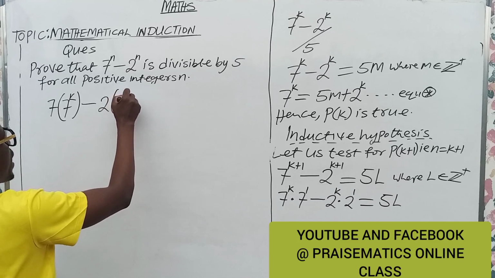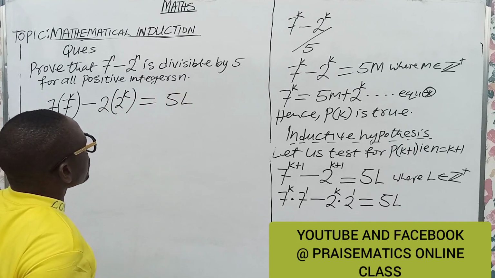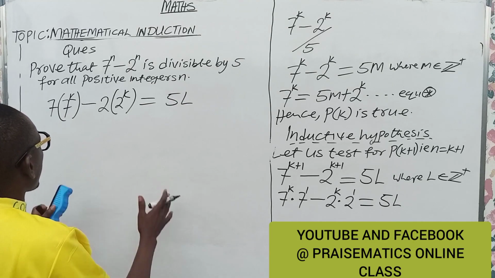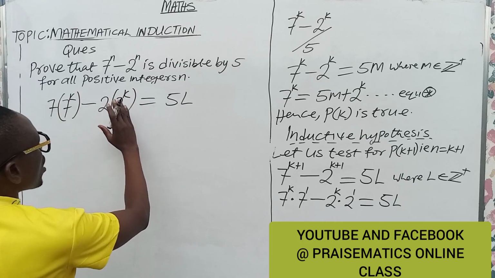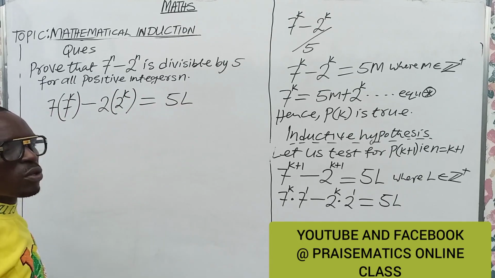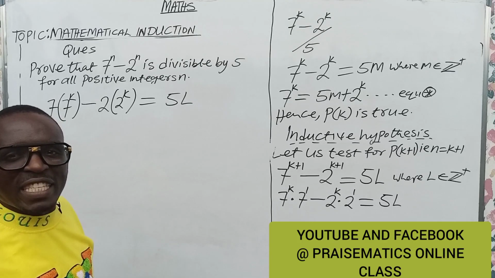2 raised to power k. Is it divisible by 5? Now let's go. What are we looking for? We want a situation whereby whatever thing we get here will be equal to this. And if it is equal, we are done with our proof. Did you get it right?